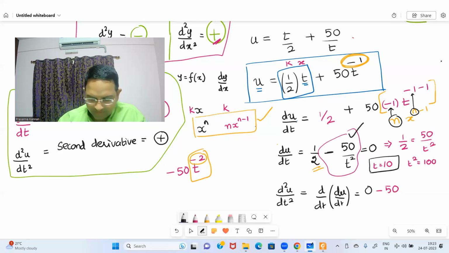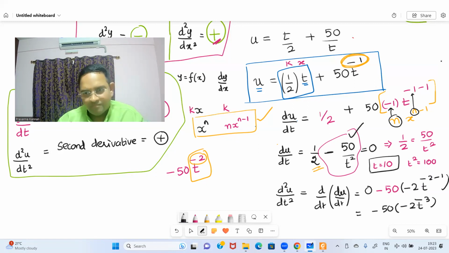We are differentiating this. Keep track. Minus 2 into t raised to minus 2 minus 1. Awesome. Excellent. So 0 minus. So it's minus 50 into minus 2 t power minus 2 minus 1, which is what? Minus 3. Awesome. Minus into minus becomes plus.